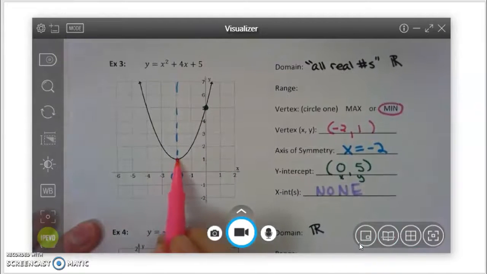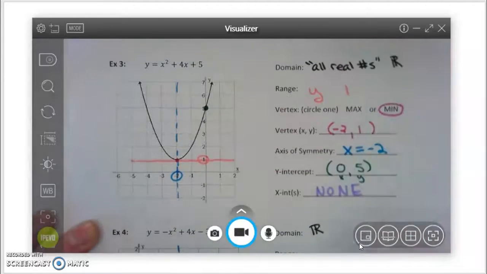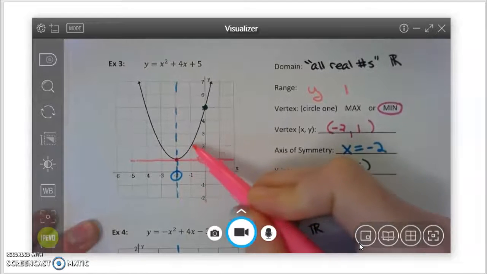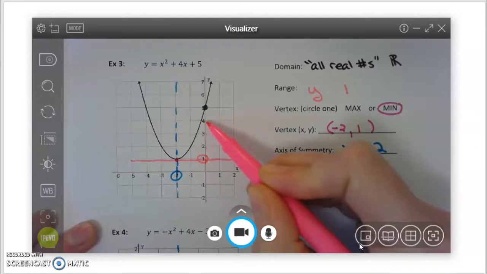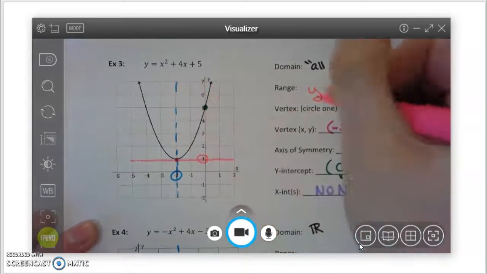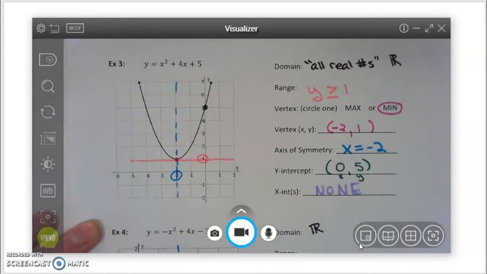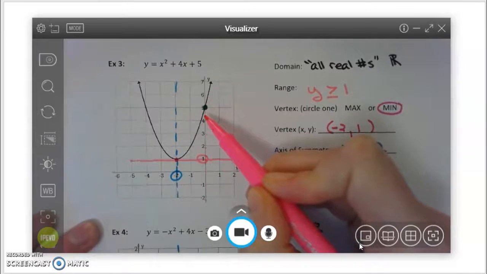Now, if this is my lowest part of my parabola, I'm going to go straight across right here. That means the lowest y value of this parabola is 1. So I'm going to take my y value and compare it to 1. From here, the arrows are pointing up, which means my y values are increasing. So I've got 1, 2, 3, 4, 5, 6. They're going up, increasing. That is y ≥ 1. Now, one thing I want to point out, the range does have to do with y values, but it doesn't have anything to do with the y-intercept. The y-intercept is where the parabola crosses the y-axis.